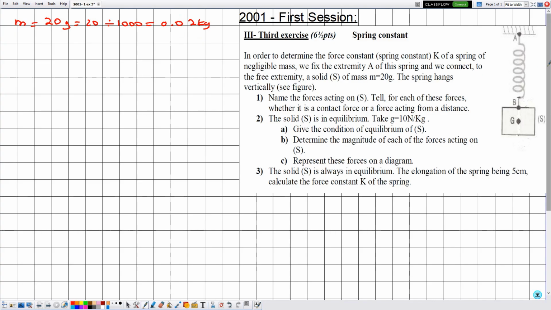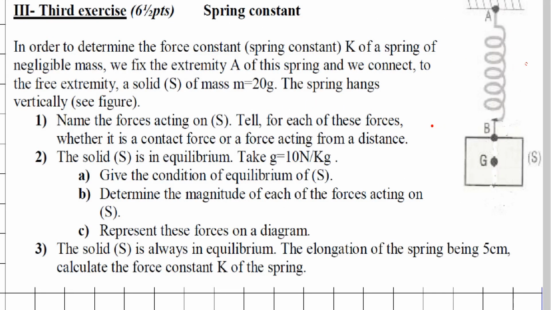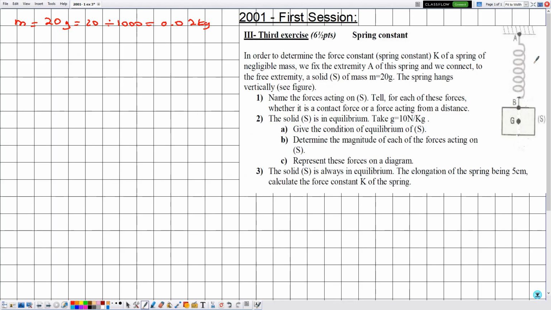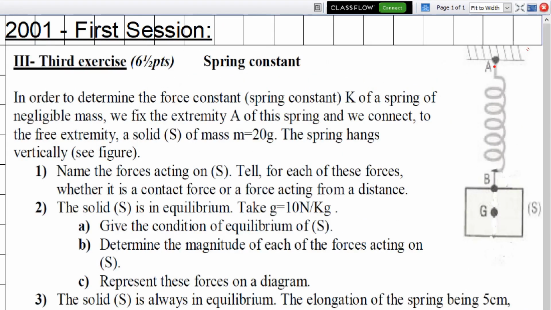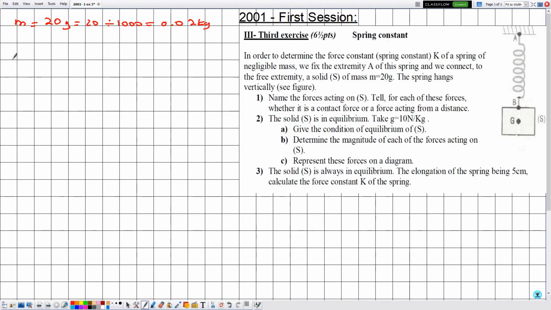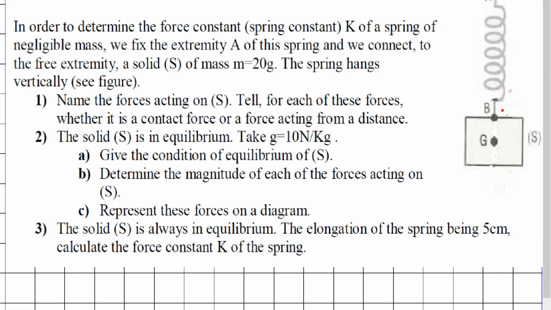Okay, see figure. So they mentioned the figure, now we can use it. The spring hangs vertically. So this is the spring. The point A corresponds to the point of contact between the string and the support, whereas B corresponds to the point of contact between the solid S and the spring. Now in number 1, they are telling me to name the forces acting on S. Tell for each of these forces whether it's a contact force or force acting from a distance.